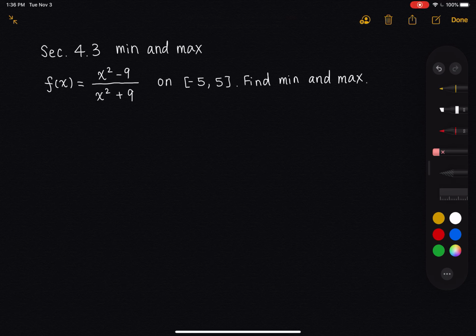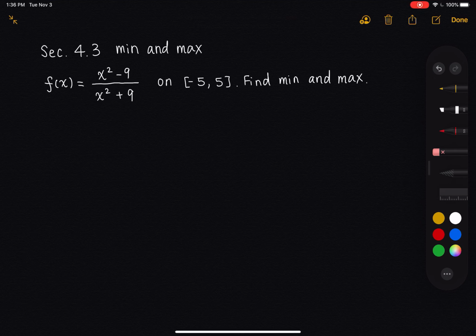Section 4.3 Maxima and Minima. This question gives us a function f of x equals x squared minus 9 divided by x squared plus 9 on the interval -5 to 5, and we need to find the minimum and the maximum value.